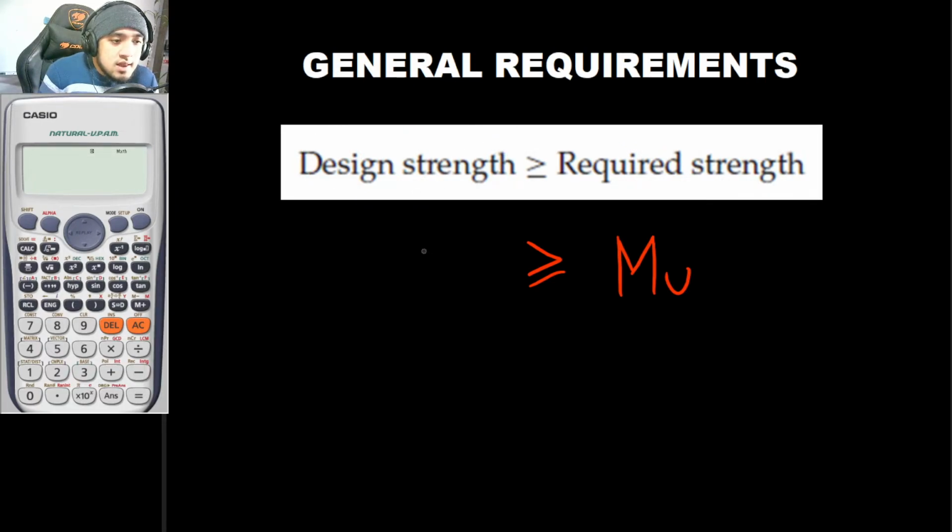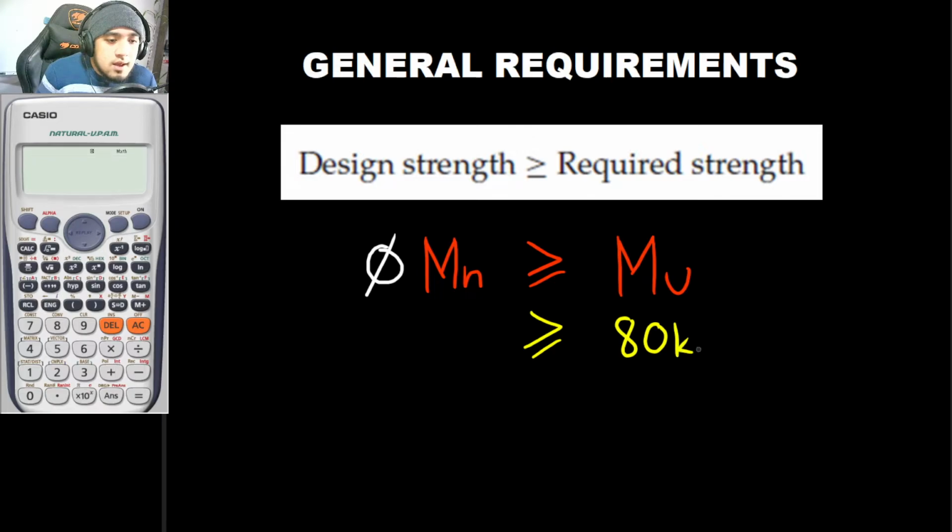So, let's say the design strength is to be nominal moment or MN. We will now be applying a reduction factor here, phi. So, for example, once again, in our example earlier, let's say the MU is to be 80 kilograms. So for the MN, the true strength of that chair is to be 80 kilograms. We will now be reducing it for a factor of safety.